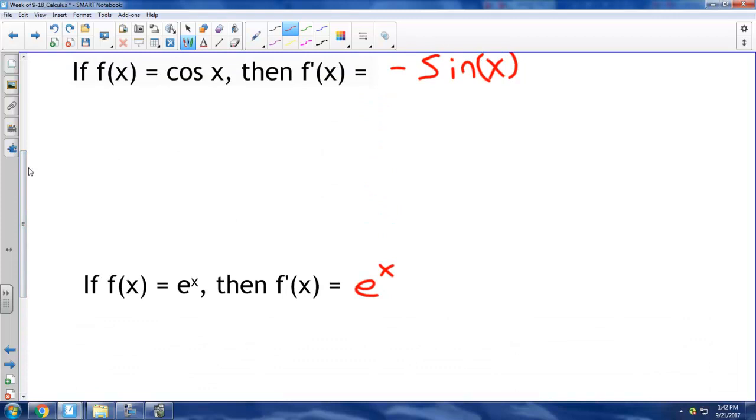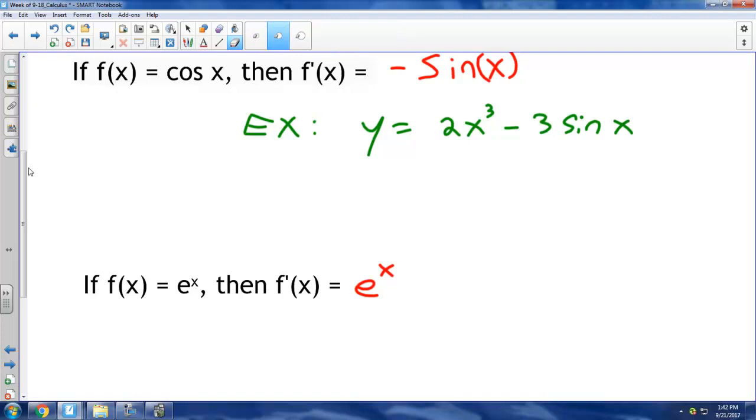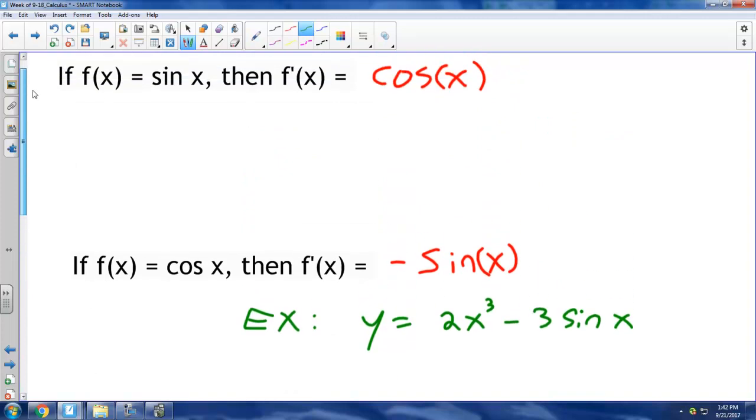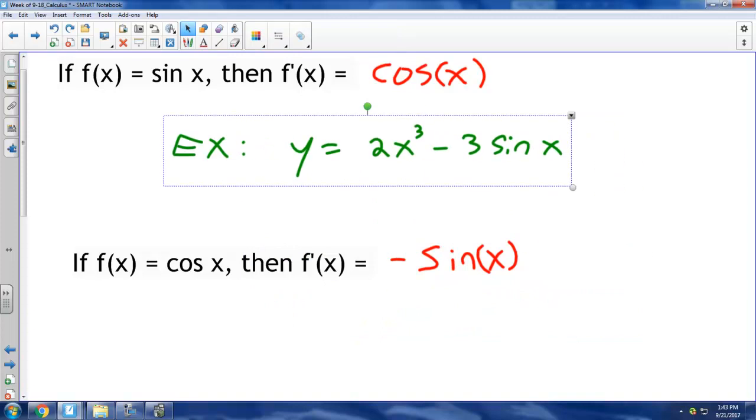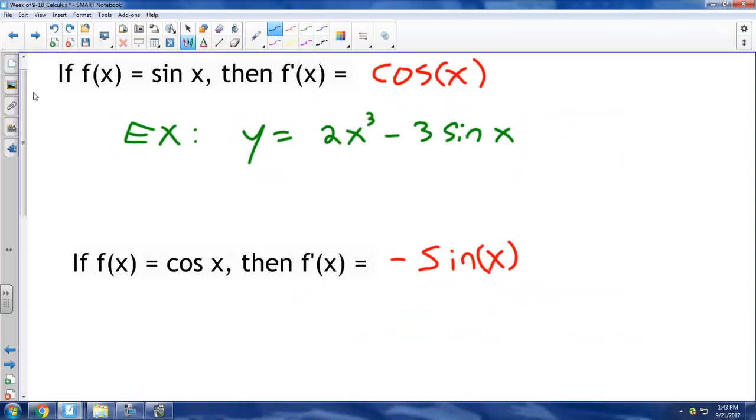Okay, so the next one we're going to talk about is e to the x. E to the x's derivative is e to the x. Remember, those primes are there. You can't see them very well. So we'll look at that in a second, but first let's just go through a quick example with the sine of x here. So let's go through this example where we have y equals 2x to the third minus 3 sine of x. And let's just try to figure out if we can do that term by term.